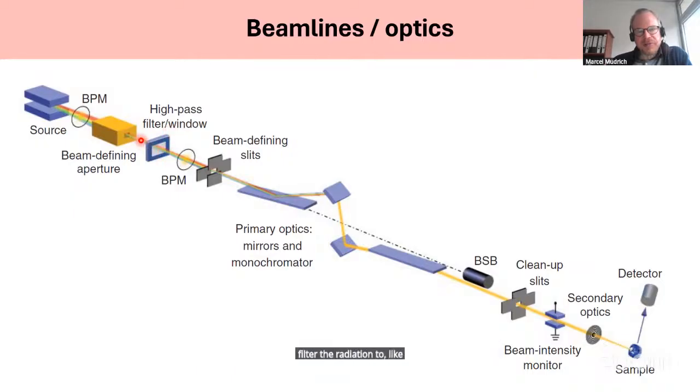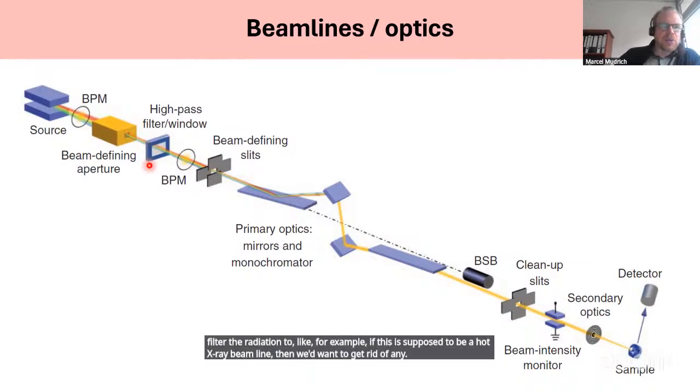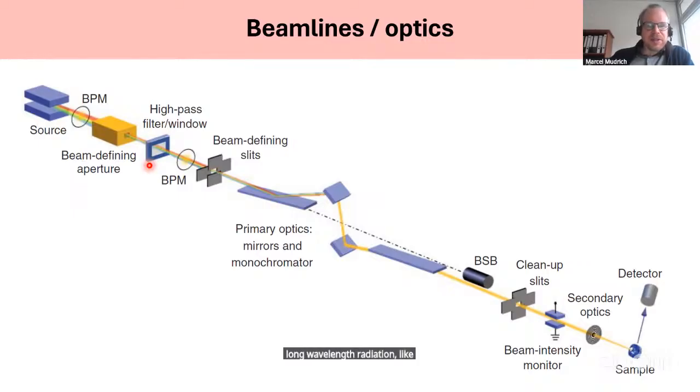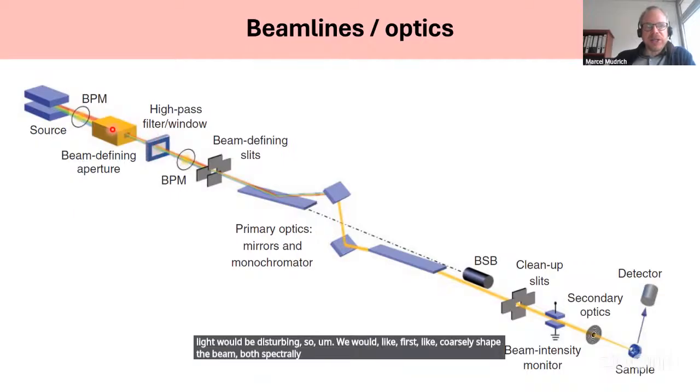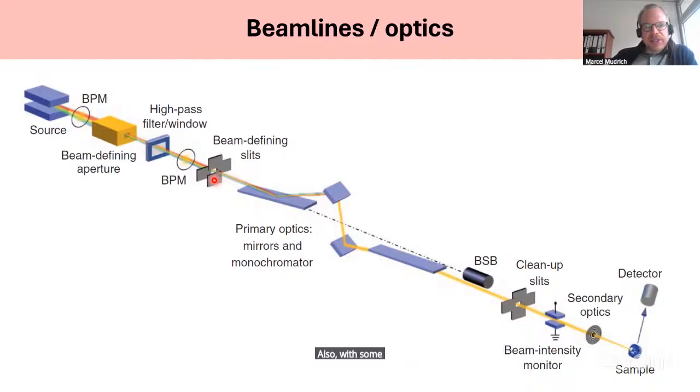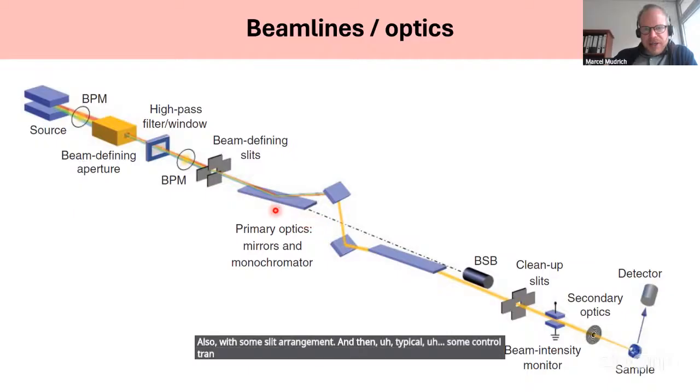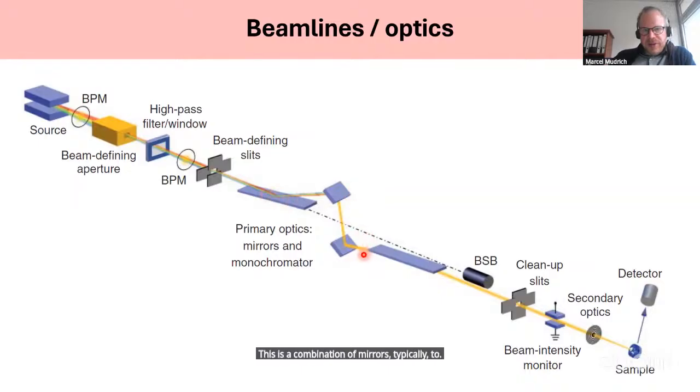For example, if this is supposed to be a hard X-ray beamline, then we want to get rid of any long wavelength radiation, like even visible and soft X-ray light would be disturbing. So we would like to first coarsely shape the beam, both spectrally and spatially, also with some slit arrangement. And then typical synchrotron beamlines have focusing optics. So this arrangement of these plates, you can see, this is a combination of mirrors typically to bend the beam and also to focus the beam.